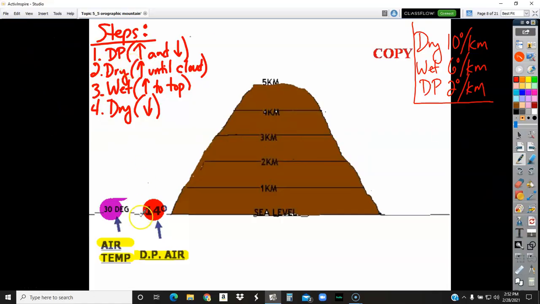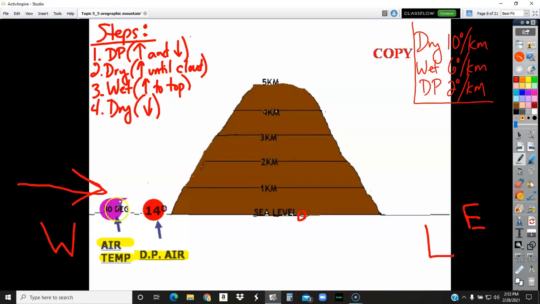What you want to do, and you would have to know this, you got your mountain here. We've got sea level, which is 0 kilometers. Then we've got 1 kilometer, 2, 3, 4, 5. This is a very tall mountain, 5 kilometers high. The wind is coming from the west, so the wind's coming this way, right? This side of the mountain is the windward side. This side is the leeward side. This is the west side. This is the east side.